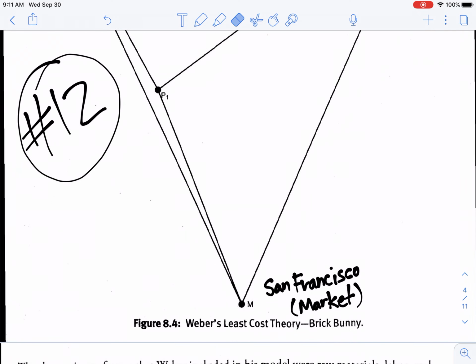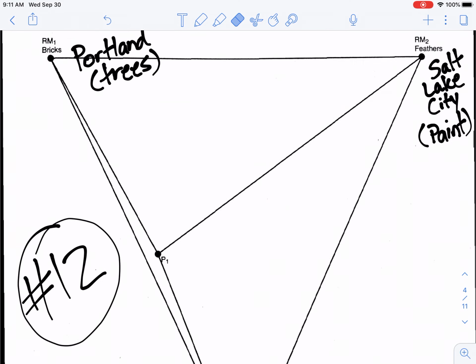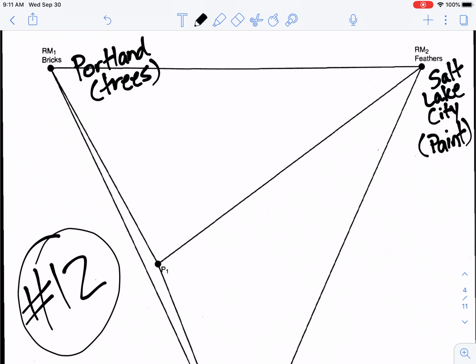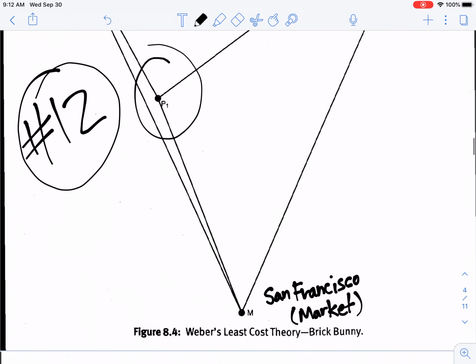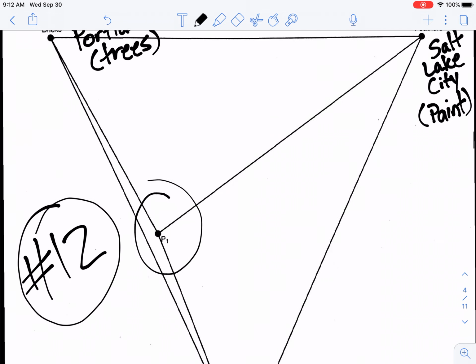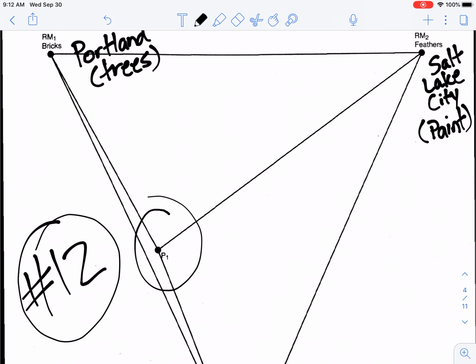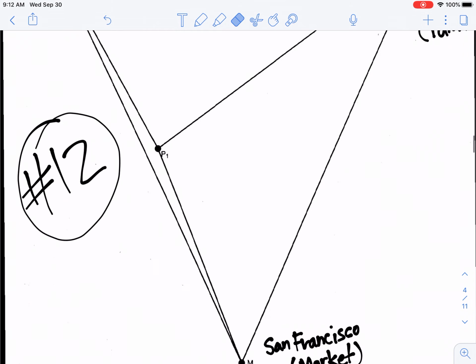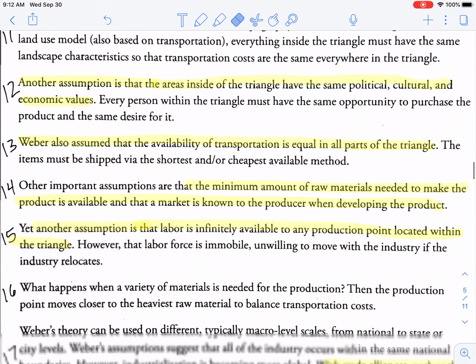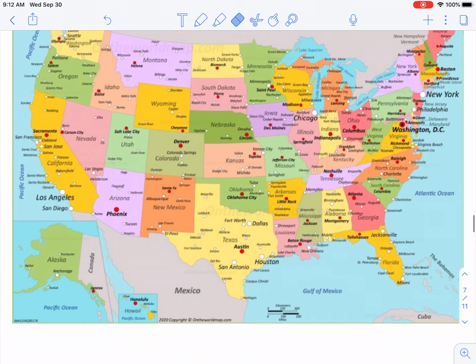San Francisco is the market. And so for number 12, using this diagram, it's showing us that the factory should be between Portland and San Francisco and can be further away from Salt Lake City. So if we go to the map of the United States and we draw a triangle between Portland, Salt Lake City, and San Francisco, go down to the US map and do that.